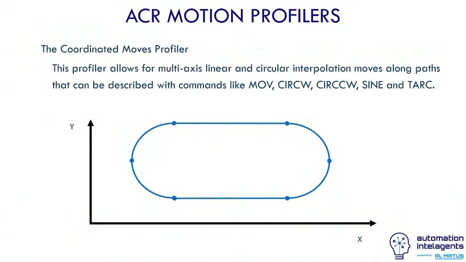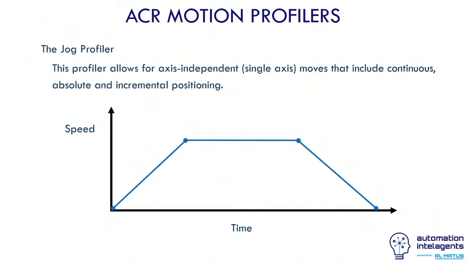The first is the Coordinated Moves Profiler. This profiler allows for multi-axis linear and circular interpolation moves along paths that can be described with commands like MOV for linear interpolation, CIR-CW and CIR-CCW for circular interpolation. SINE provides a sinusoidal path, and TARC creates an arc in 3D space. Next, we have the Jog Profiler. This profiler allows for axis-independent, also known as single-axis moves, that can include continuous, absolute, and incremental positioning.